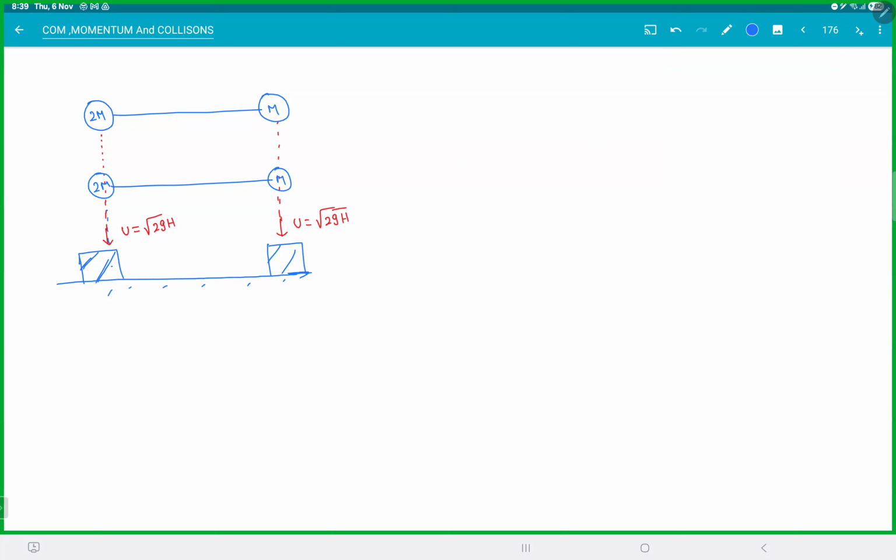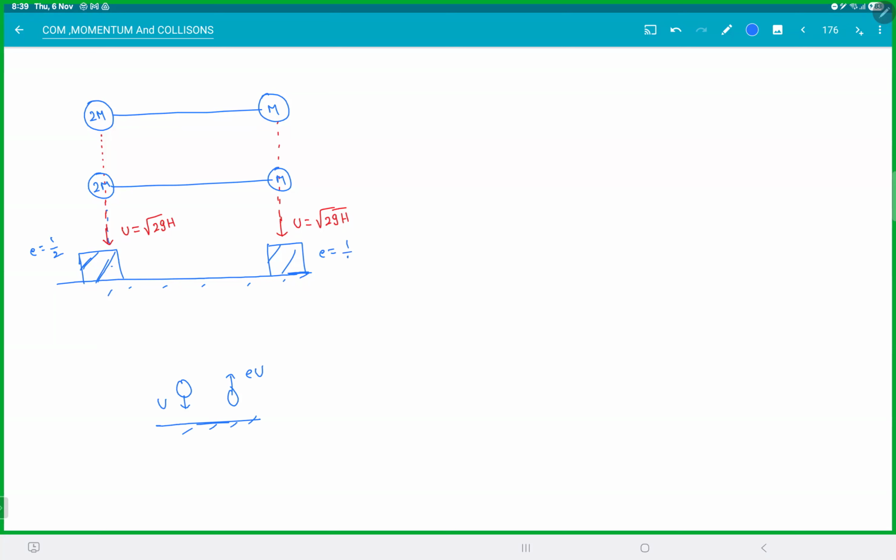So both the balls will just come and hit the floor with the speed u, root 2gh. There will be no rotation initially because both have the same acceleration. After hitting, what will happen? Just now we saw, if you hit a floor with speed u, you'll bounce back with the speed of eu. Here e is equal to half and here e is equal to 1 by 3.